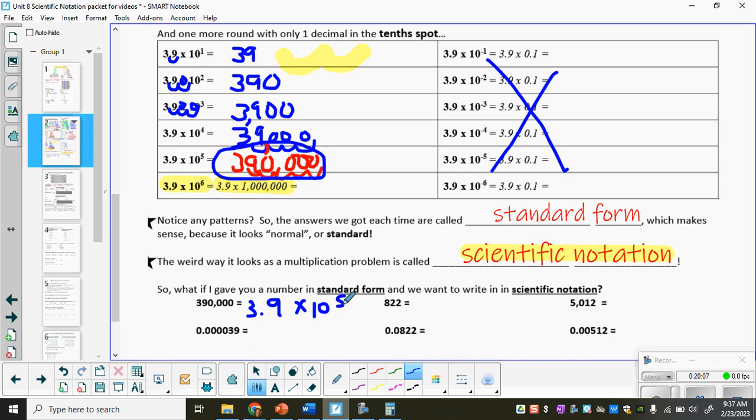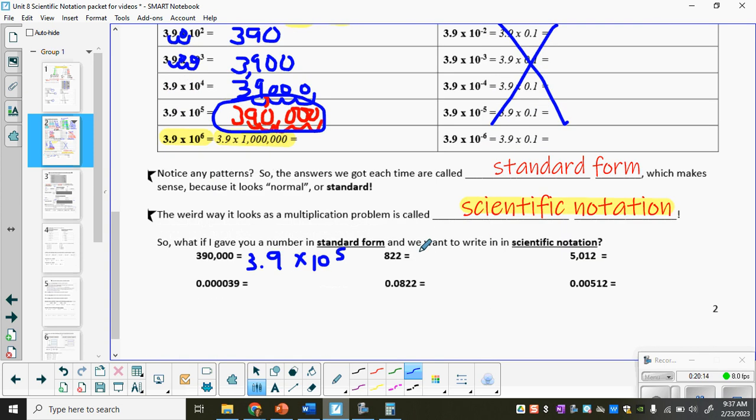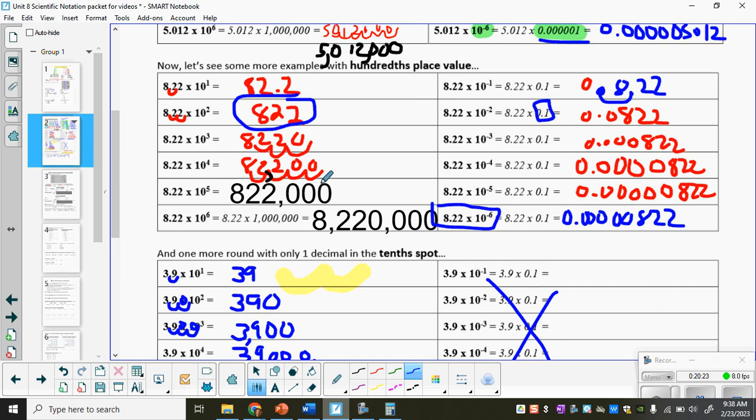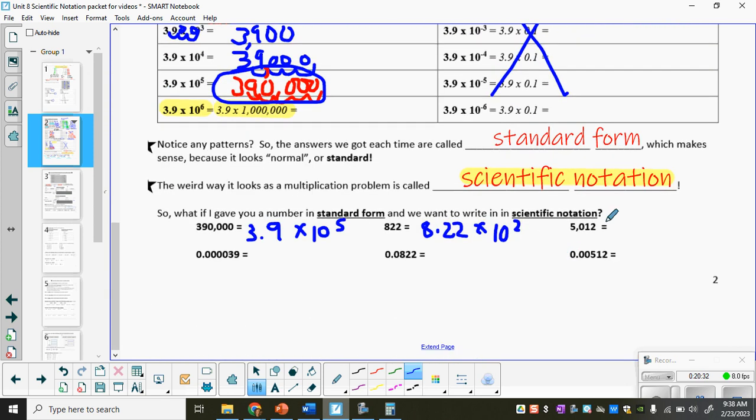The 822 we saw was up here. If we got that, that was 8.22 times 10 squared. And the 5,012, that was up here. 5,012 is right there. We got that number up there. So that's going to be 5.012 times 10 cubed. Okay?